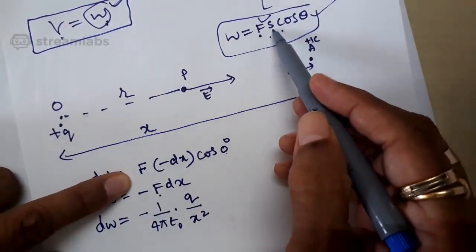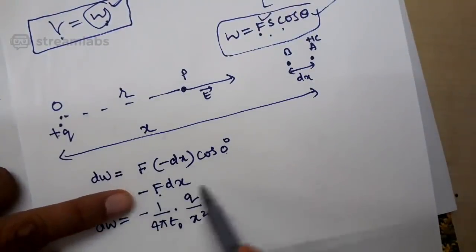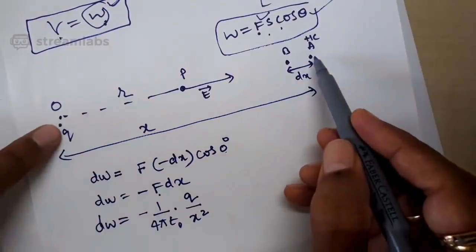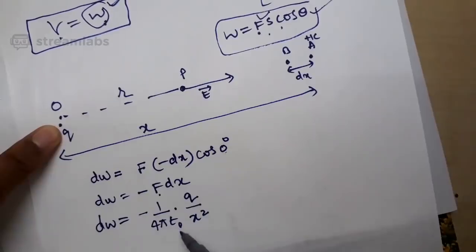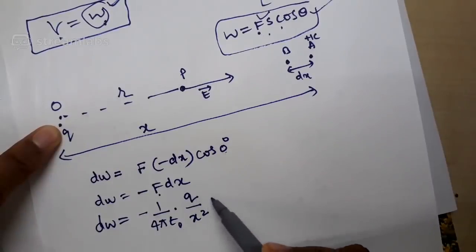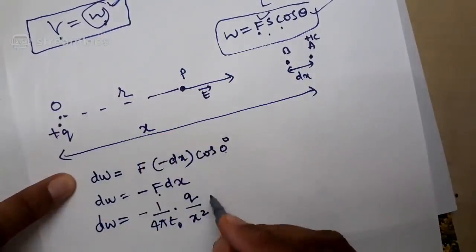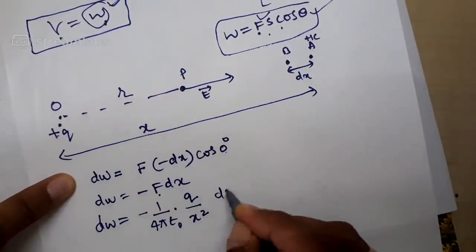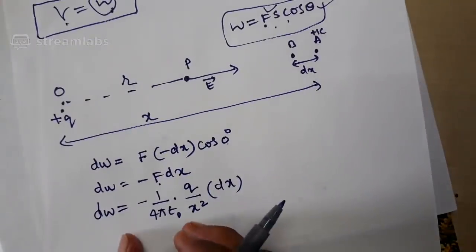F is F, S is minus dx, and cos 0, so minus F dx. F is the electrostatic force between plus Q and plus 1. The distance was assumed as x. So 1 by 4 pi epsilon naught into q1 q2 by r square, where r square is x square, into dx. This is one small work done.